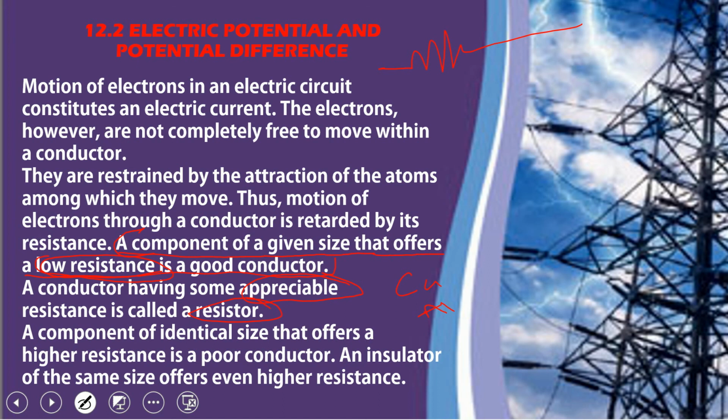A component of identical size that offers a higher resistance is a poor conductor. The resistance is very high, so it is a poor conductor. Understand? But does it conduct electricity? Yes, it conducts electricity, but the current flowing is very small.